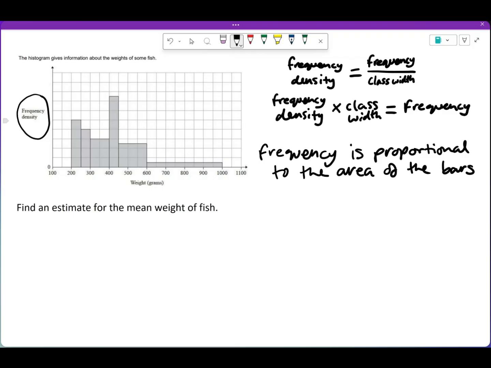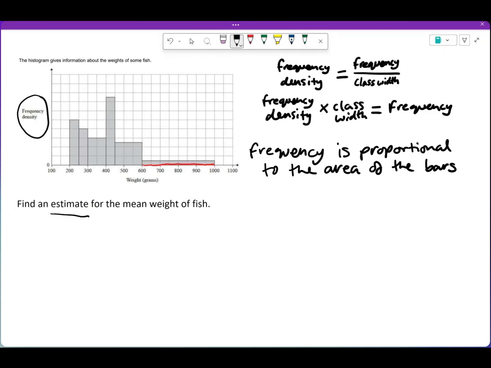And then we're asked to find an estimate for the mean weight of fish. Now, the reason it's an estimate is because if we take one of the bars, for example, the 600 to 1000 bar, we only know the fish in that bar weigh between 600 and 1000 grams. We don't know the specific weights of any of those fish whatsoever, so therefore it's unrealistic to find the actual value of the mean. We're just going to have to estimate.